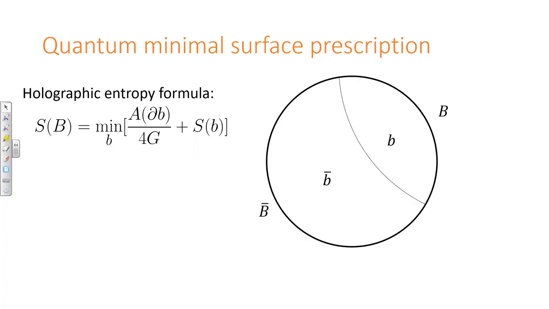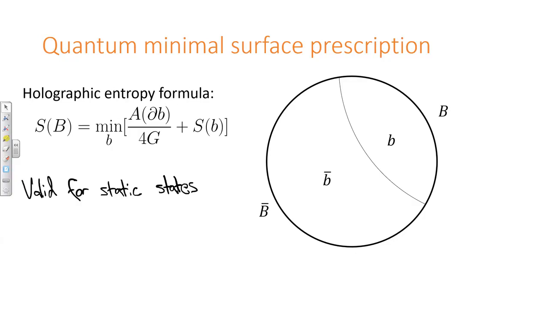In this case, it's just given by a minimization over all subregions of the bulk, which I'm going to call little b, some arbitrary subregion of the bulk, and then we minimize the sum of two terms. The first looks a lot like a Bekenstein-Hawking entropy type thing. It's the area of the edge of that region of the bulk divided by 4 times Newton's constant. And then there's a correction, and that correction is just the entropy of bulk quantum fields in little b. So it's the entropy of that subregion.